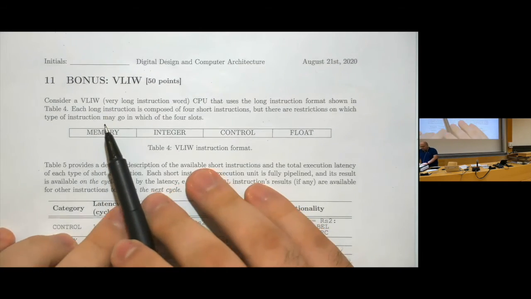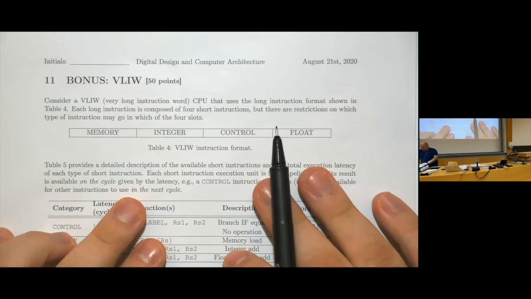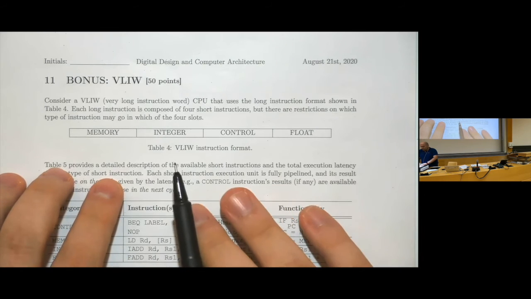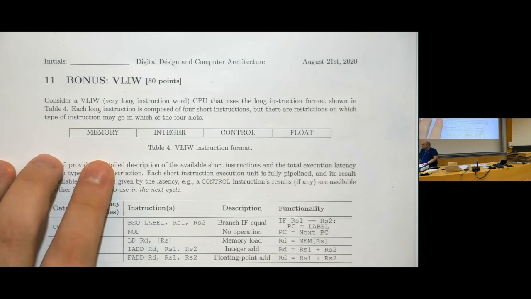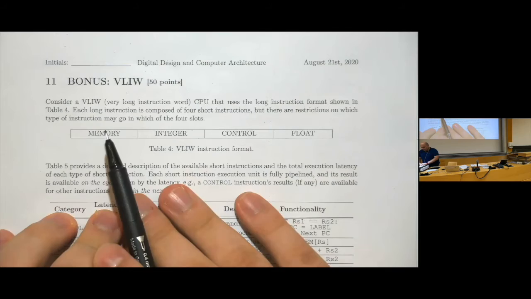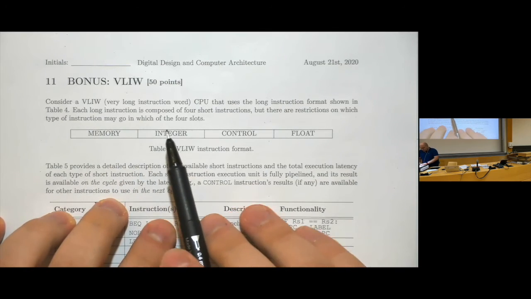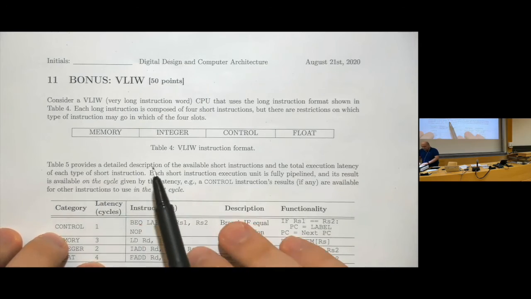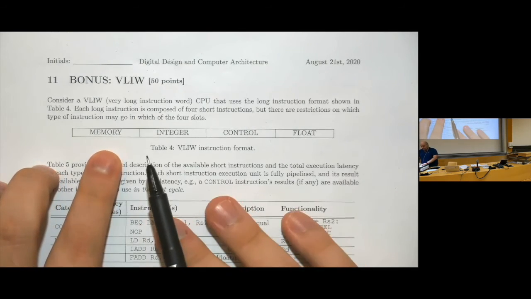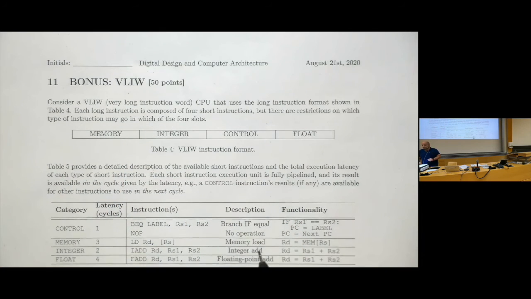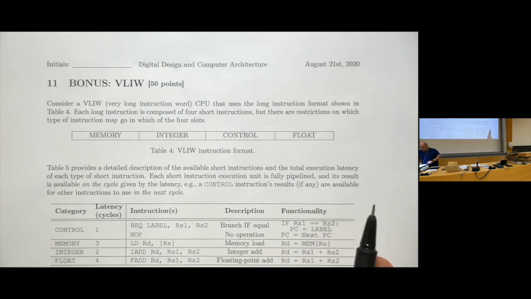So we were told to consider a VLIW CPU that uses the long instruction format shown in table 4. This is table 4, and so we see that we have 4 slots for short instructions in each of these long instructions. So that's what they tell us next. Each long instruction is composed of 4 short instructions. However, note that there are restrictions on which type of instructions may go in which of the 4 slots. So as table 4 tells us here, the first slot can only contain memory instructions, the second one integer instructions, control instructions, and float instructions, respectively, for the third and fourth slots for short instructions.